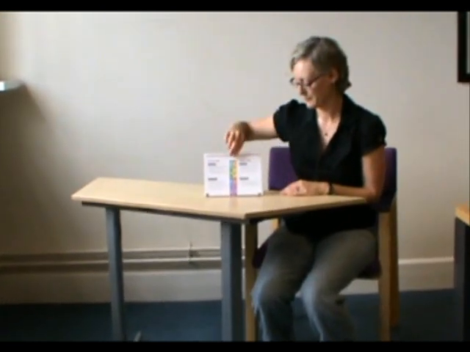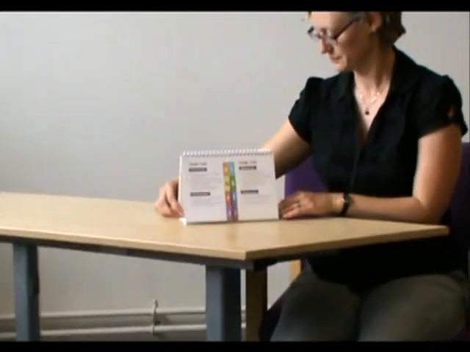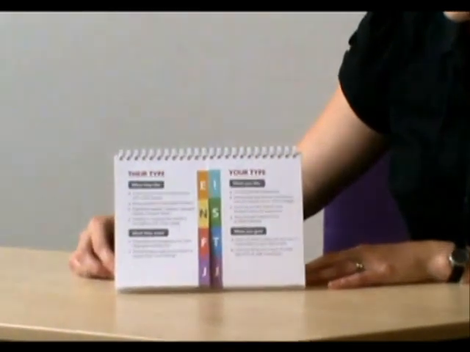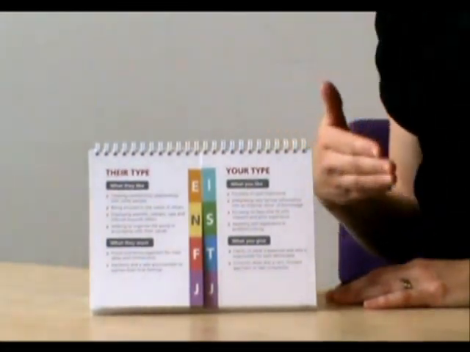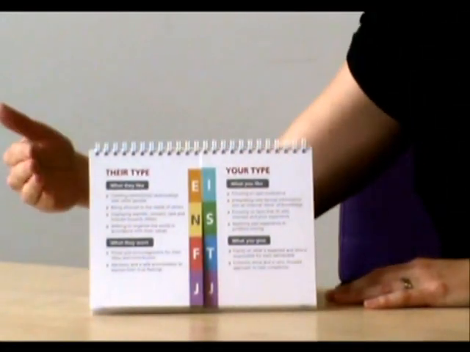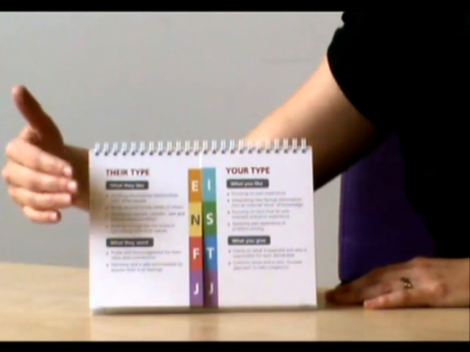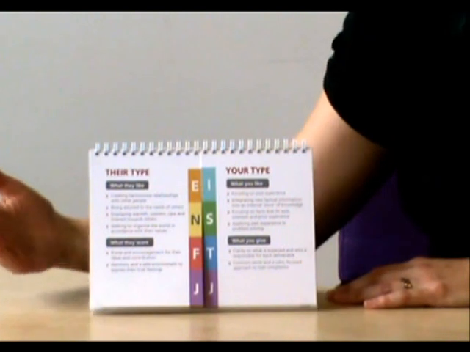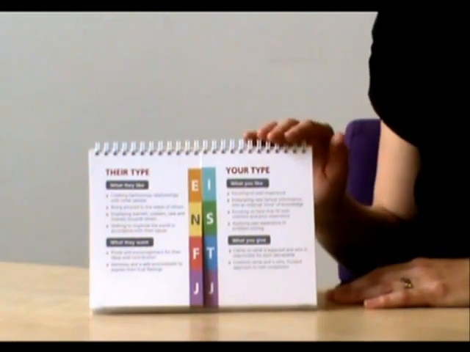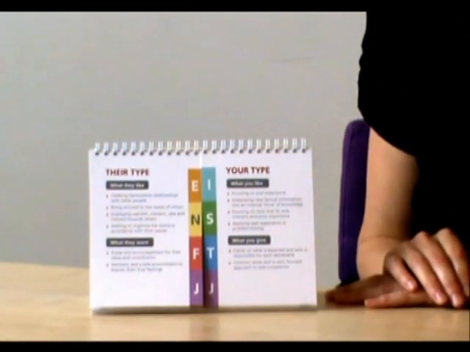So we've looked at one way of using the Flippy, looking at strengths and blind spots of the person you're working with. Let's have a look at another way of using it. So if we turn it around, you will then see that your type is on this side and the other person's type is on this side. So for example, you know what they like and you know what they want, and you know what you like and you know what you're going to give.